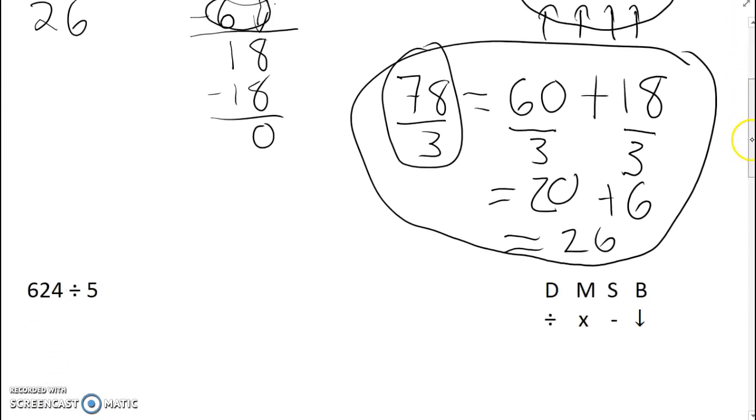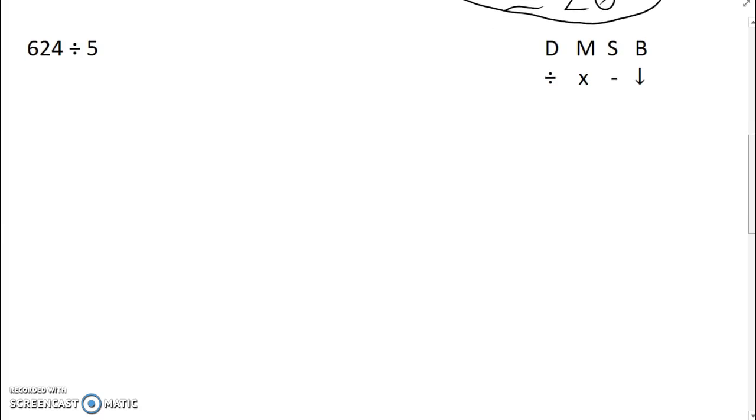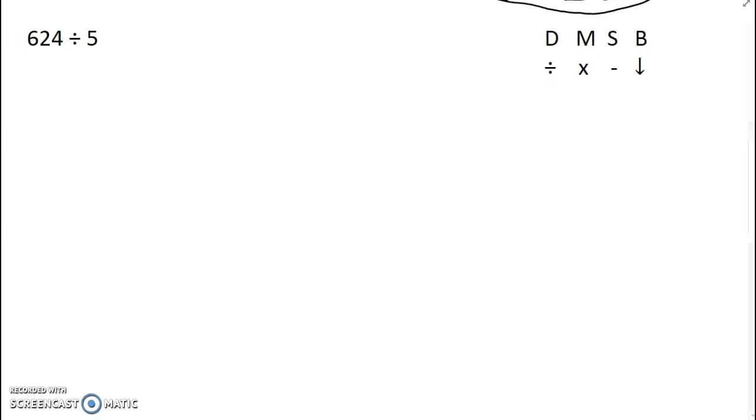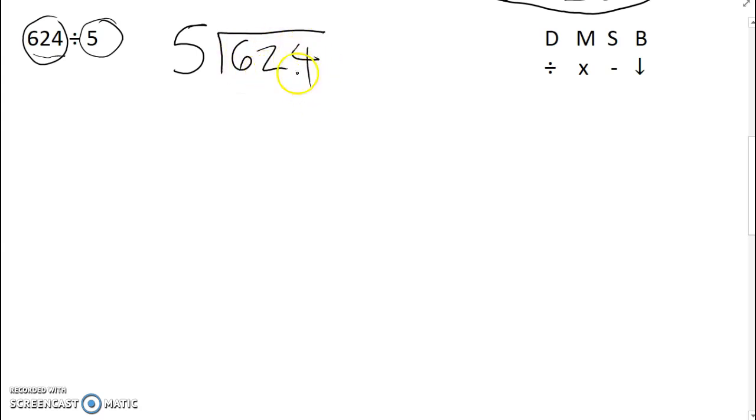Okay, so let's scroll down and look at a different example. I want to look at this particular problem. We are looking at how many 5's are in 624. Again, it's how many of these are in that. I'm going to use the standard algorithm, and then we'll look at how that works. We'll look at a conceptual model also. The standard algorithm would have us put the 624 inside the symbol, the 5 goes outside, this is the divisor, that's the dividend.